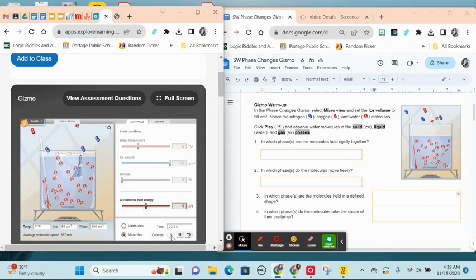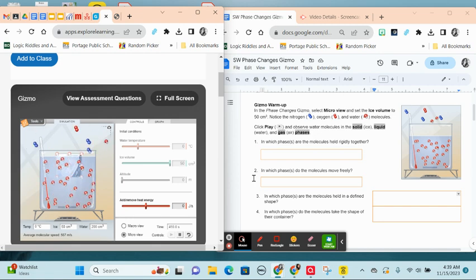Molecules are held rigidly together in which phase: solid, liquid, or gas? Which phases do the molecules move freely? You could choose more than one phase for number 2. In number 3, which phases are the molecules held in a defined shape? Which phase do we see molecules making some sort of shape? And number 4, which phases do the molecules take the shape of their container? All right, that's the warm-up.